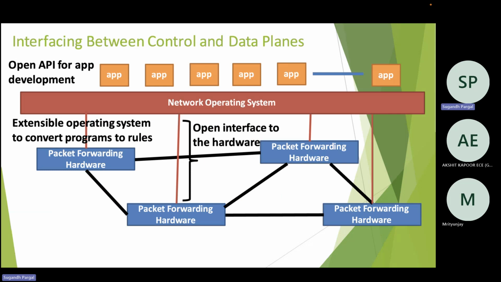So how do we interface between the control and the data planes? Here we have the network operating system and an open interface to the hardware, which can be seen or used by all the hardware. Then these are the packet forwarding hardware and an extensible operating system to convert programs to rules. Then we have the open API for app development.